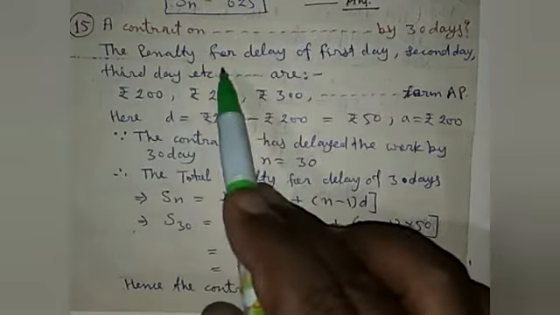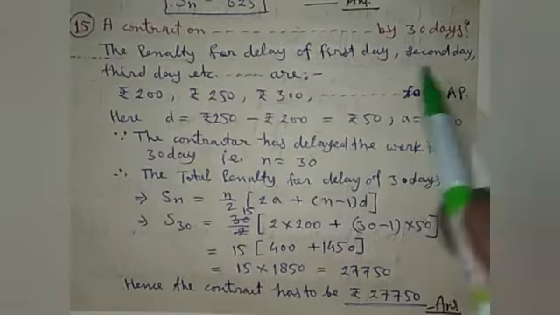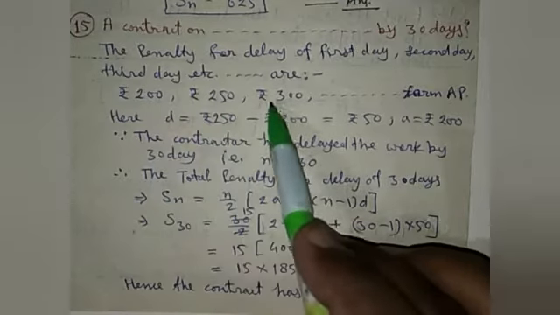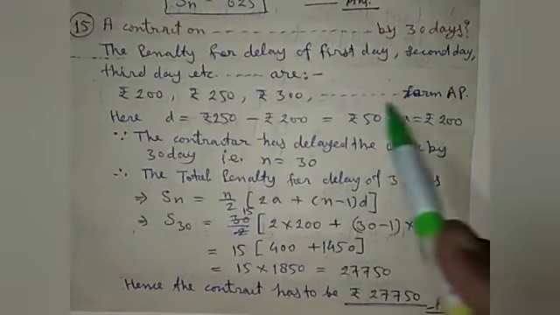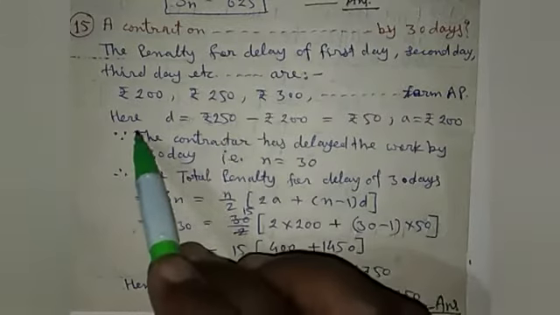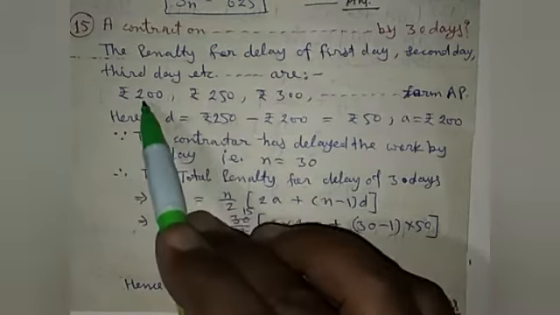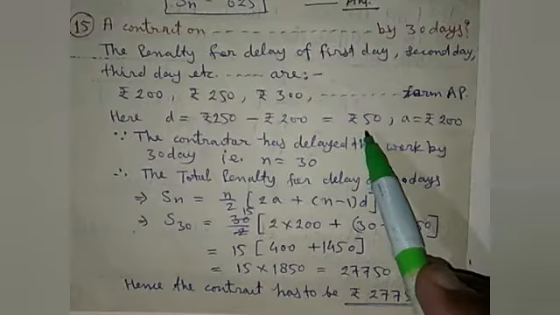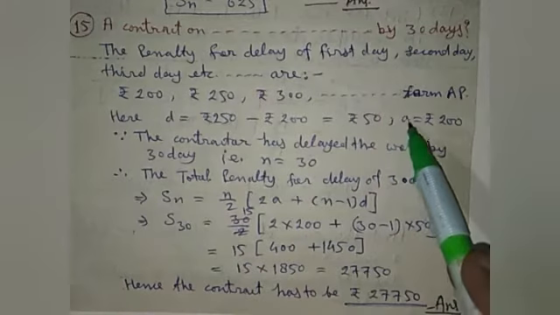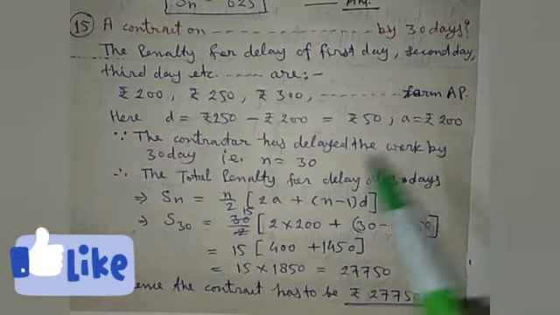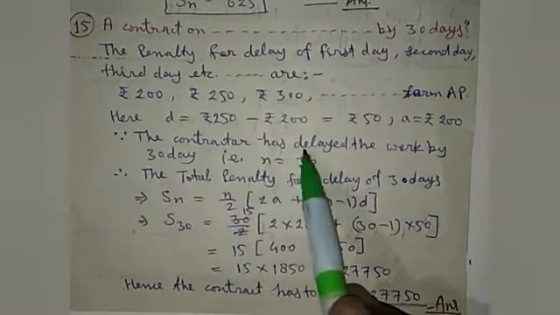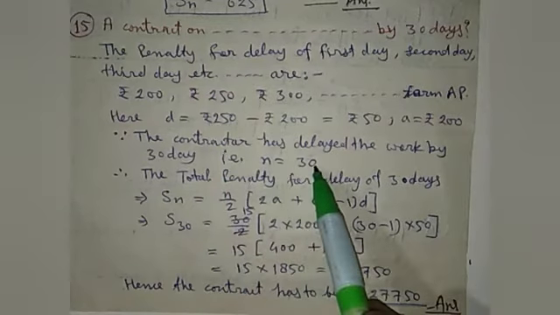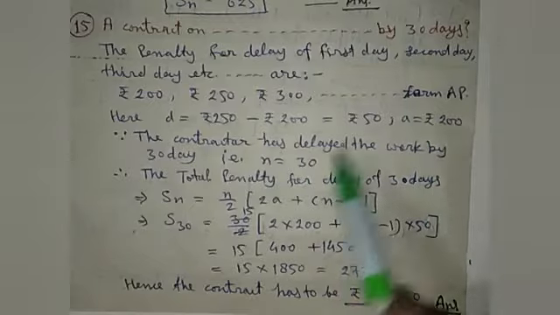Here the penalty for delay of first day, second day, third day, etc. are as follows: rupees 200, 250, 300 and so on. It forms an AP because here the common difference d is equal to 250 minus 200, that is equal to 50. 300 minus 250 equal to 50. So here common difference is same. So it is an AP. And here the first term a is equal to rupees 200. Since the contractor has delayed the work by 30 days, so here n is equal to 30. So there will be n terms, meaning 30 terms.